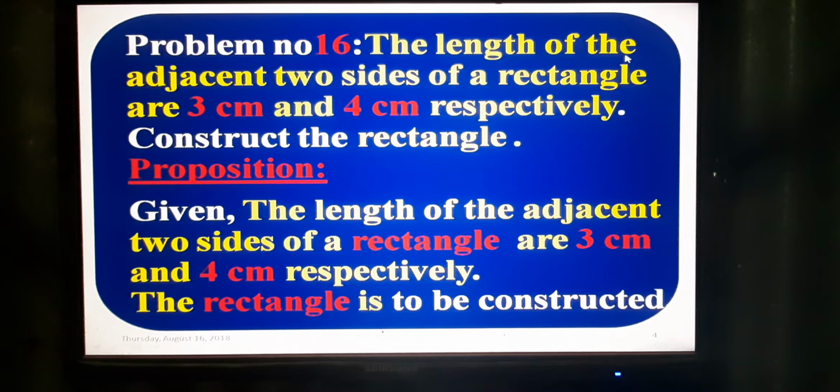Here it is given that the lengths of two adjacent sides of a rectangle are 3 cm and 4 cm. We have to draw the rectangle. Just these are the things you will include in the proposition part. Given: the lengths of the adjacent two sides of a rectangle are 3 cm and 4 cm respectively. The rectangle is to be constructed, or you can write, we have to draw the rectangle. I think you have understood how to write a proposition.